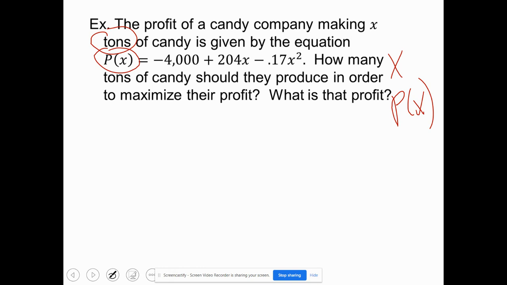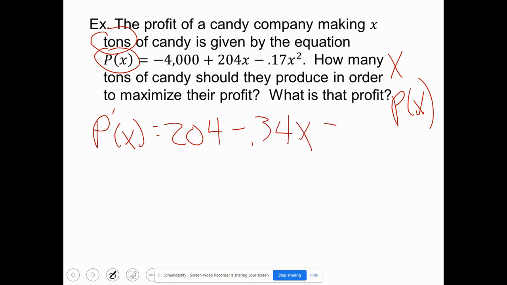Now it doesn't say absolute, just max, but this is clearly an absolute max problem. I don't care locally. We want to know how much we can make overall. So I'm going to take my derivative. Derivative of -4,000 is 0. Derivative of 204x is 204. And the derivative of 0.17x squared is 0.34x. I'm going to set it equal to 0. I'm going to solve.